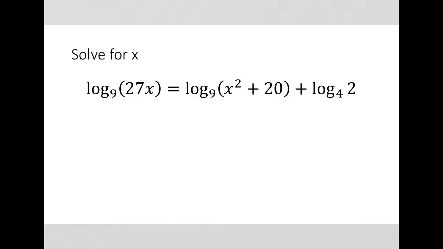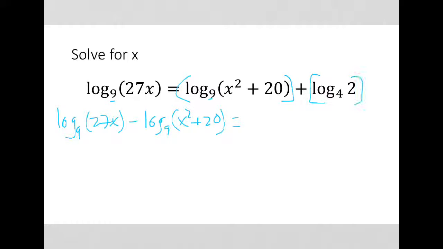So now we want to take this problem and we want to solve for x. And that may look pretty difficult, but notice that we have a log base 9 and log base 9, so it's probably going to be a good idea to combine those somehow. So I'm going to move this log over by subtracting it. So I'm going to get log base 9 of 27x minus log base 9 of x squared plus 20 equals, we have this log base 4 of 2 over there.